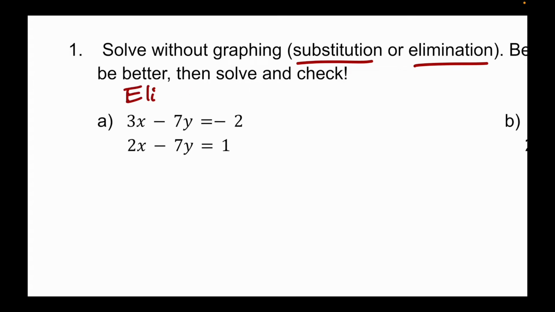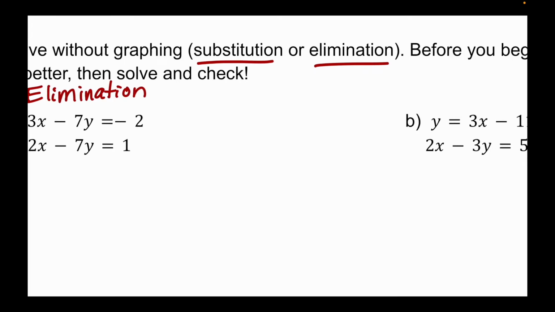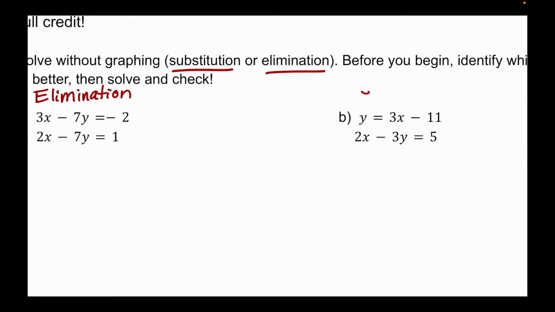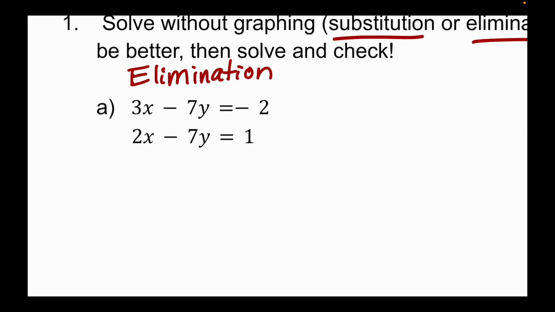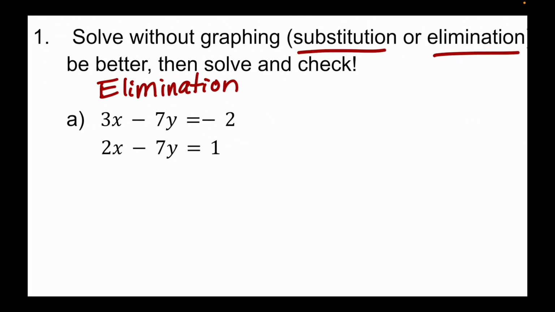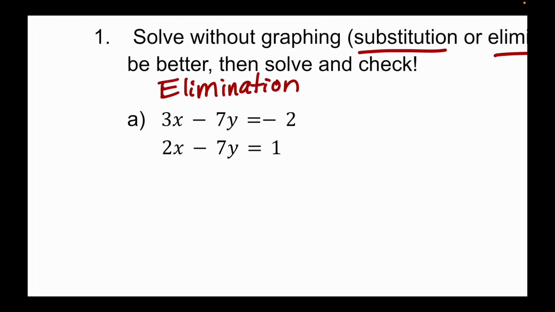Oops, that is not an M. I keep giving it one too many. There we go. This is going to be elimination. And then for this one, we'll use substitution. Okay. So for elimination, we want to either add or subtract these. We might have to multiply by something, but the goal is for one of our variables to cancel the other one out.